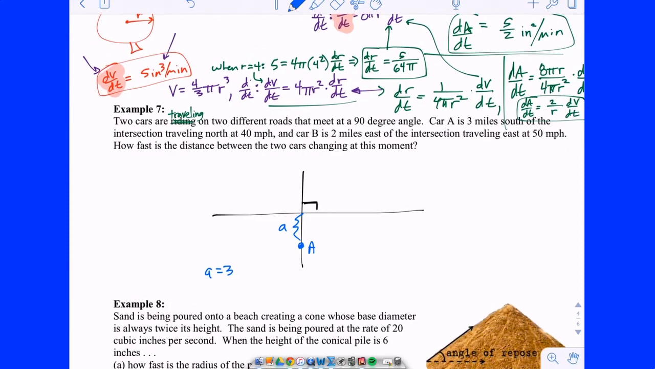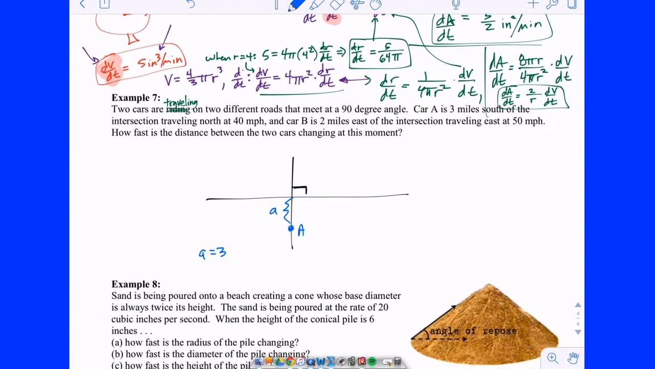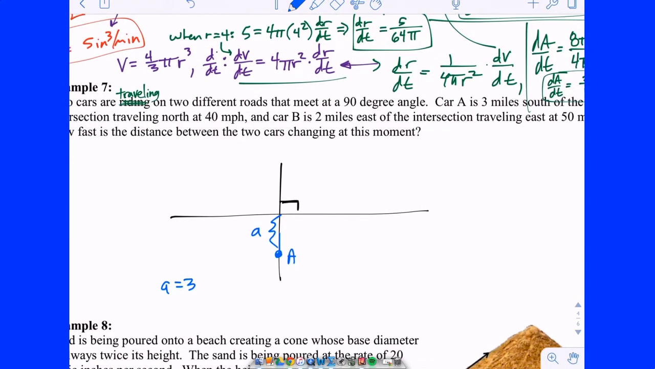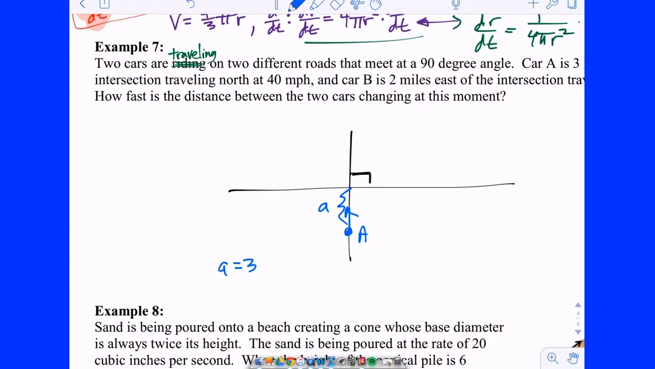Okay, so we got two roads. There's an intersection, okay? This is the last one we'll do for today, and this one's actually pretty easy. Car A at the moment is 3 miles south of the intersection. So the intersection is right here where they cross, and I just drew a little dot here and called it capital A. I'm going to call the distance from the intersection little a, and at the moment it's 3. And it's traveling north, okay? So it's moving up at 40 miles per hour, so that's its rate of change. So dA/dt is going to be some type of 40.